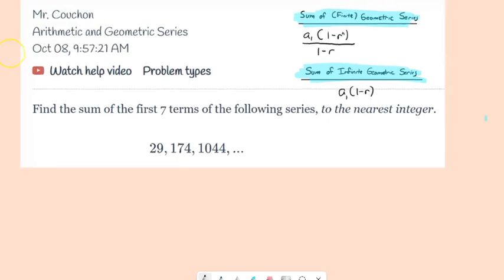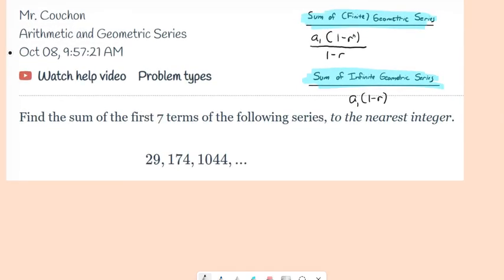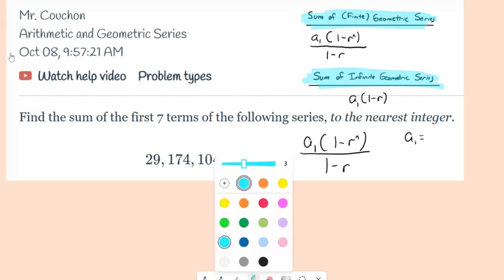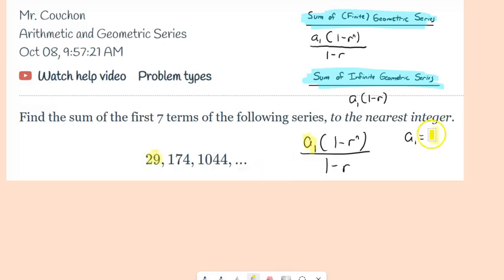Okay, well that's finite. So we're going to be using this one right here, this a sub 1 times 1 minus r to the power of n over 1 minus r. Okay, so a sub 1 obviously is the first term. So in this, the first term is 29. All right, what about the r?